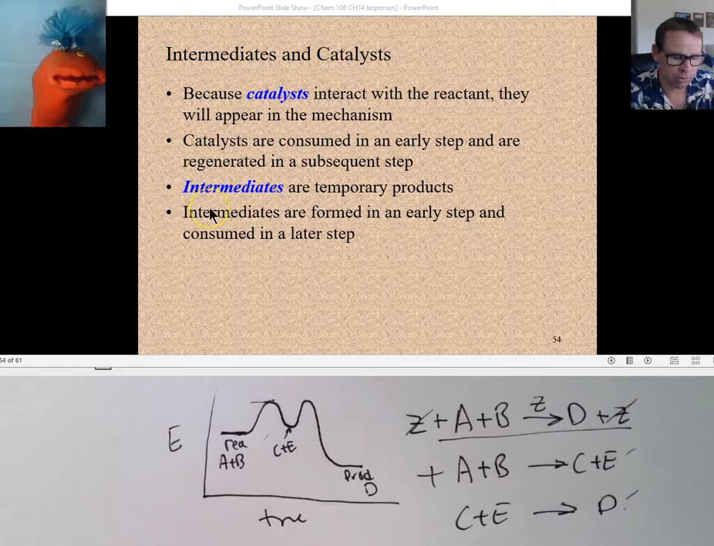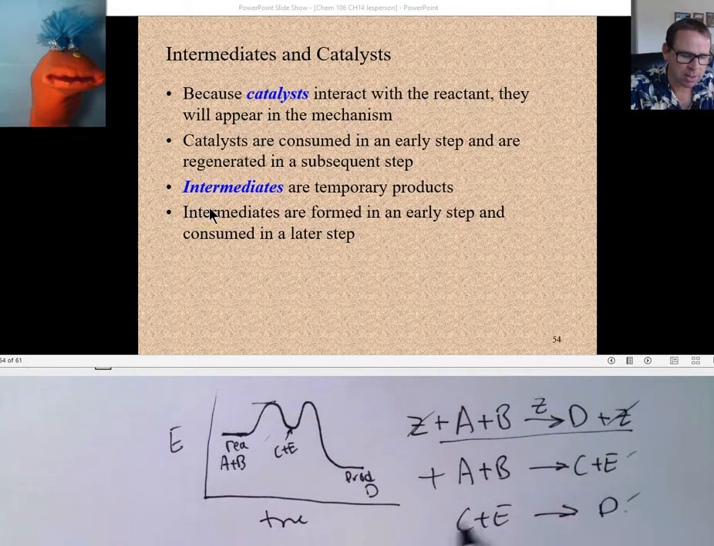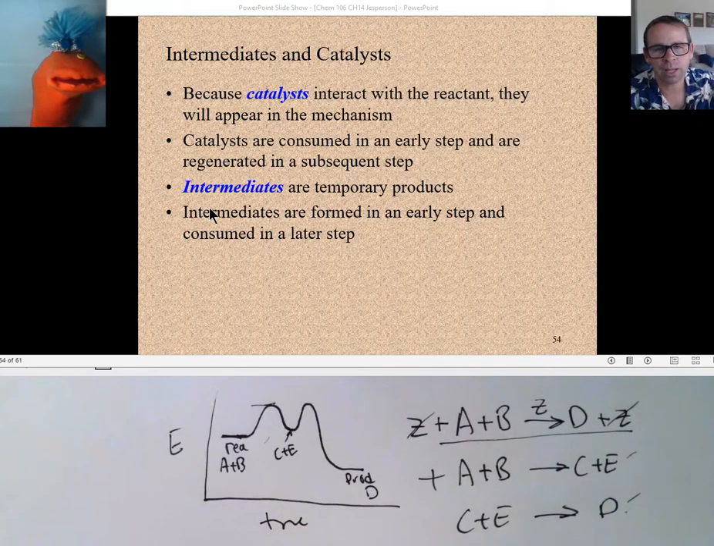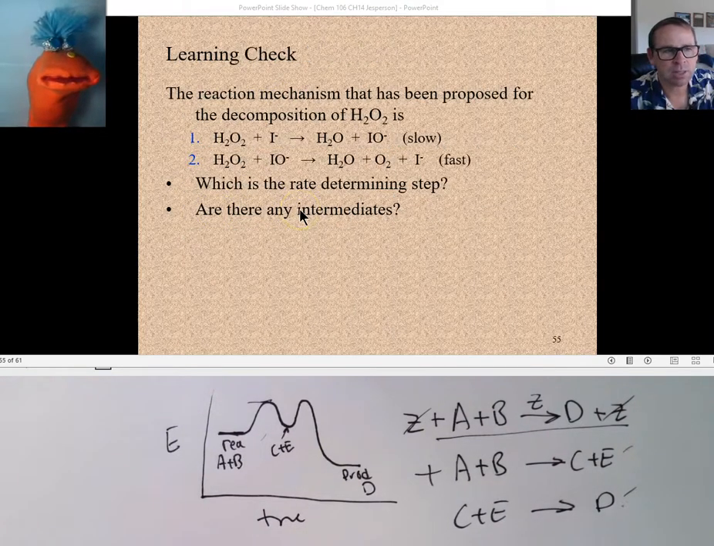Intermediates also, you see here in this reaction where A and B are forming D, the intermediates C and E aren't shown in the chemical reaction because they form and then are consumed later on. But we have both catalysts and intermediates in our reaction. So here's an example of a process, and we want to see which is the rate determining step, first of all, and if there are any intermediates in this mechanism, or in this reaction. Now, this is the mechanism. These are the mechanistic steps for the reaction.